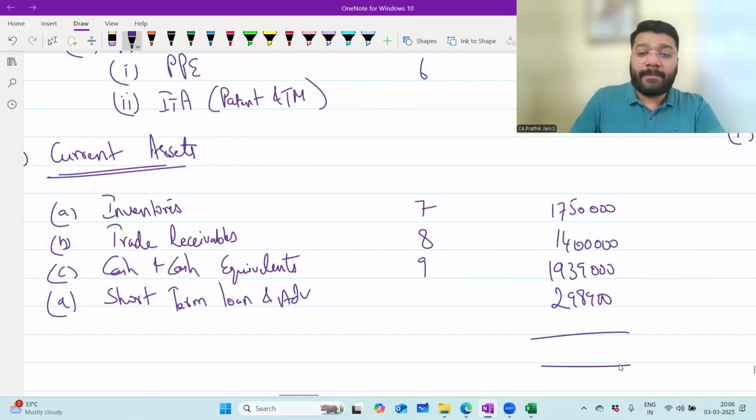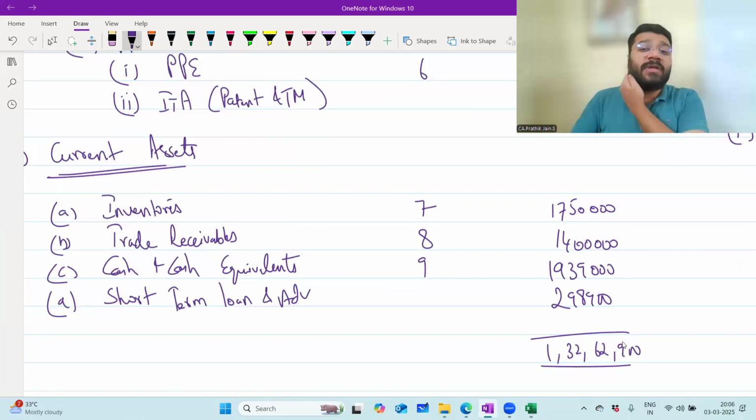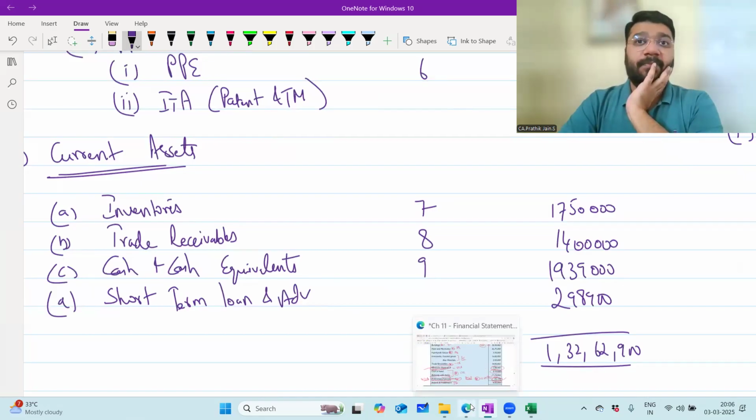So what is the total now? 1 crore 32 lakh 62,900. 1 crore 32 lakh 62,900. Correct? Okay.